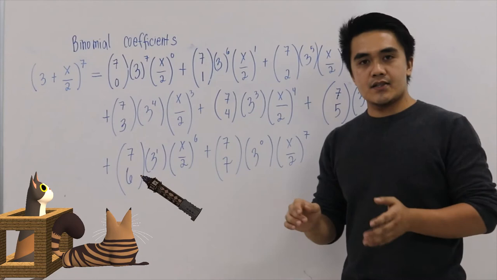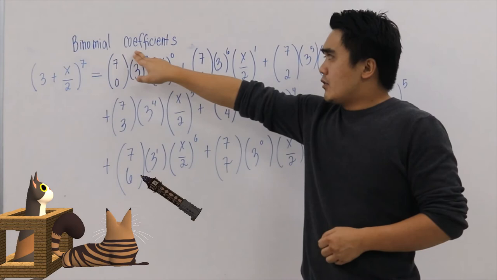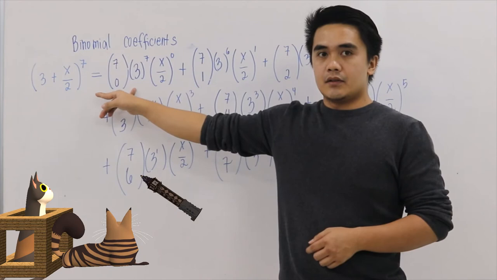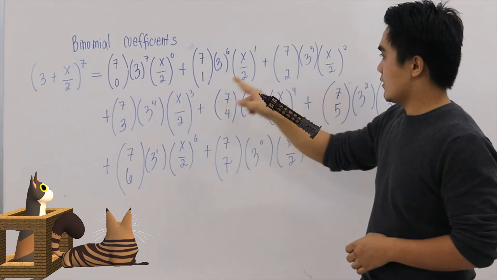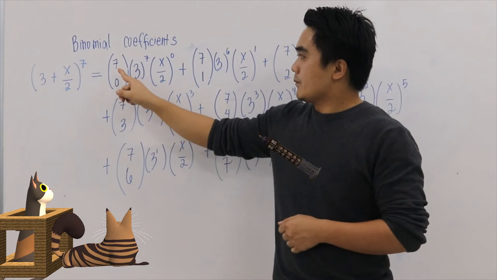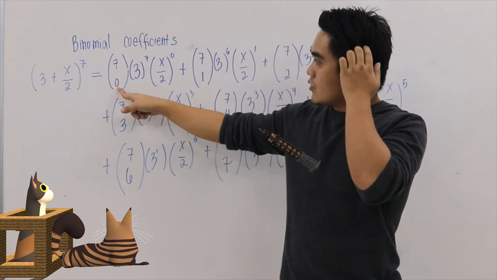The next one is the coefficient of those two terms, the number right here. We can get this number by applying the concept of combination. So we'll start with n: 7, 7, 7, 7, 7, 7, and 7. For the first one, 7 selecting 0. 7 select 0. That is the coefficient of the first term. That is 1, just 1.